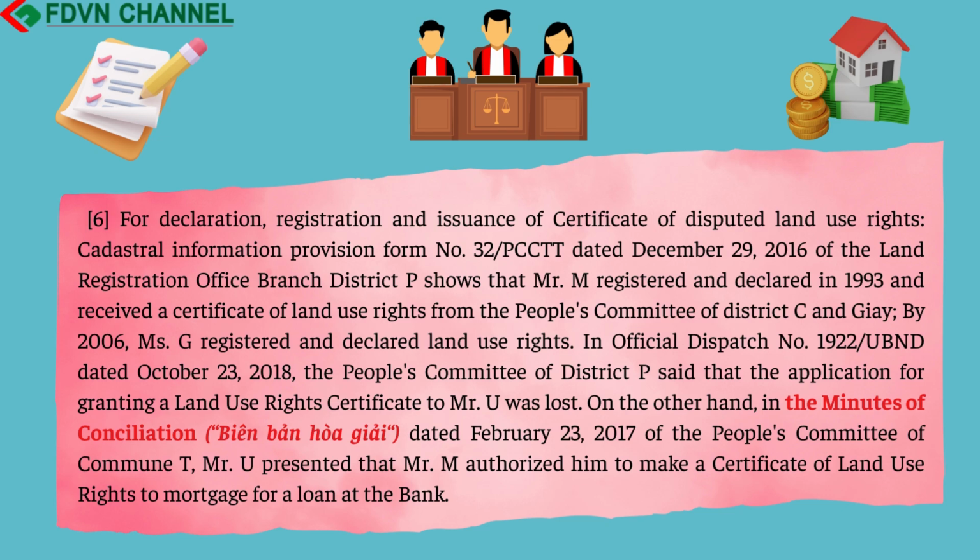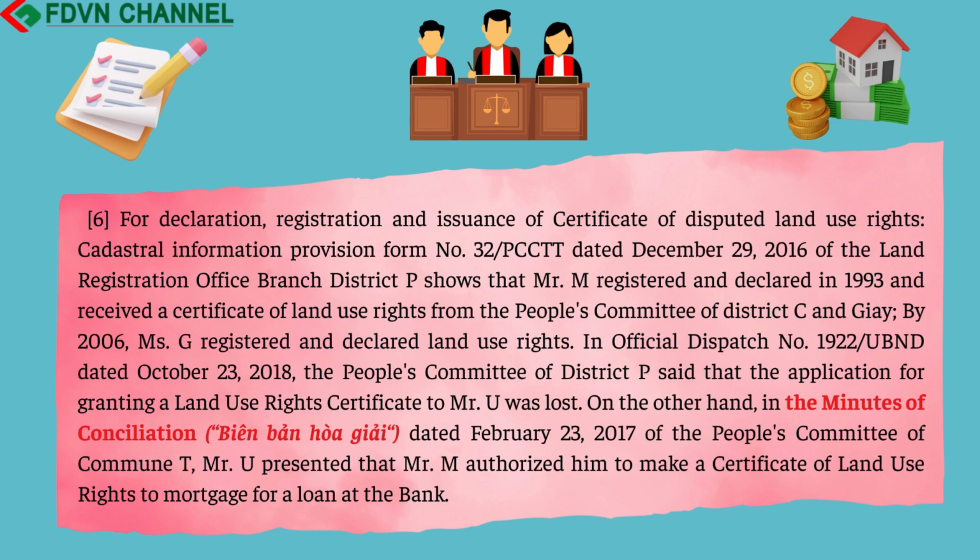6. Regarding declaration, registration, and issuance of the Certificate of Disputed Land Use Rights: Cadastral Information Provision Form Number 32, PCCTT, dated December 29, 2016 of the Land Registration Office Branch, District P, shows that Mr. M registered and declared in 1993, and received a Certificate of Land Use Rights from the People's Committee of District C. By 2006, Ms. G registered and declared land use rights.